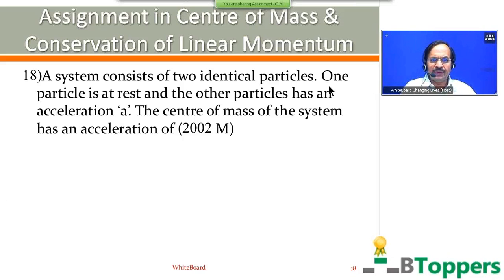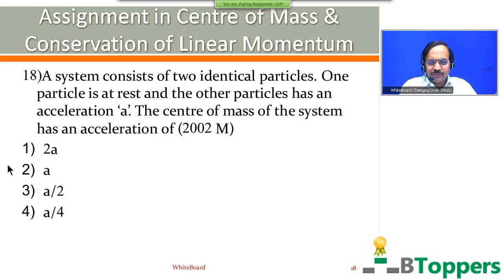A system consists of two identical particles. One particle is at rest and the other particle has an acceleration A. The center of mass of the system has an acceleration of? I have shown four options on screen. Come on, try the question. This question was given originally in 2002 in the medical entrance.